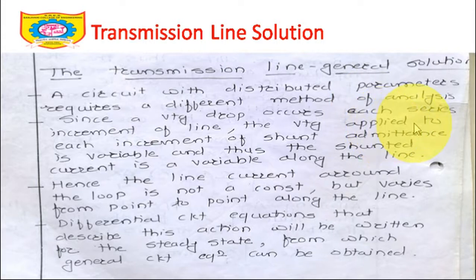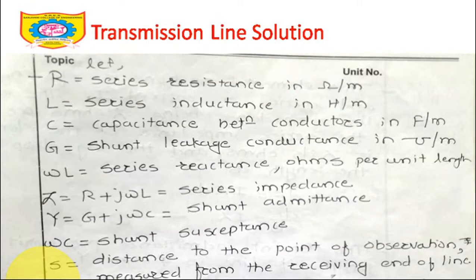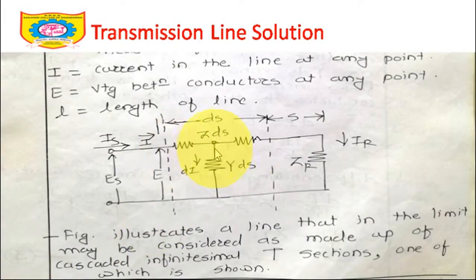Since a voltage drop occurs across each series increment of a line, the voltage applied at each increment of the shunt admittance is variable, and thus the shunted current is a variable along the line. What I mean to say, if I take this particular diagram, first of all, I have taken a small section of the transmission line of length ds, and this is the impedance Z ds. If the impedance is represented in terms of ohm per meter, and someone asks me what is the impedance of this particular length of the line, it should be Z ohm per meter into ds. Yes or no? Since ds is a line, ds is not an area, ds is the length of this line. So this Z ds is the impedance of this particular transmission line.